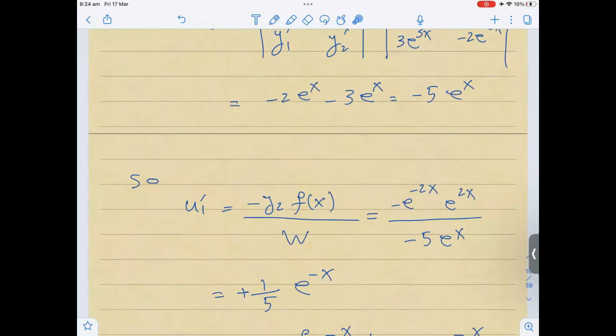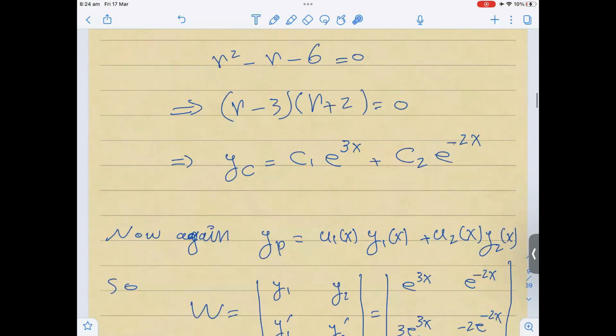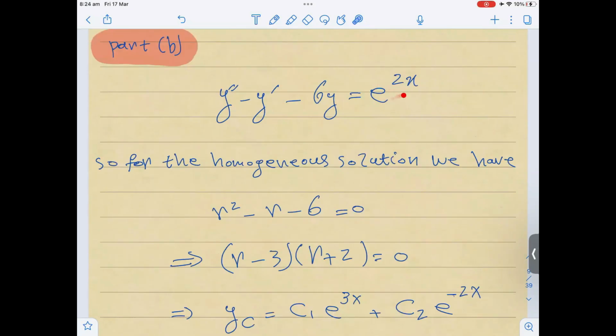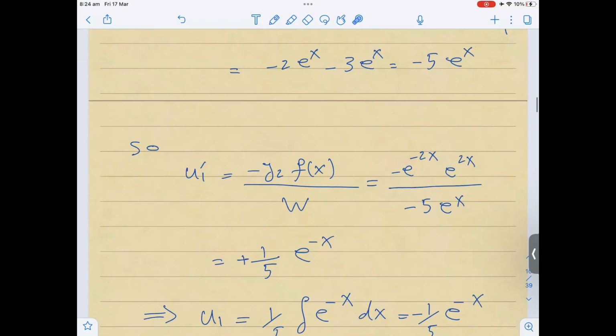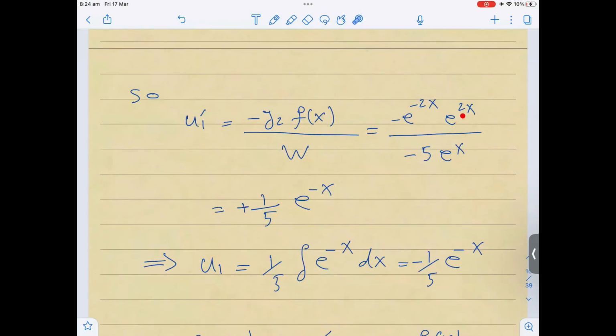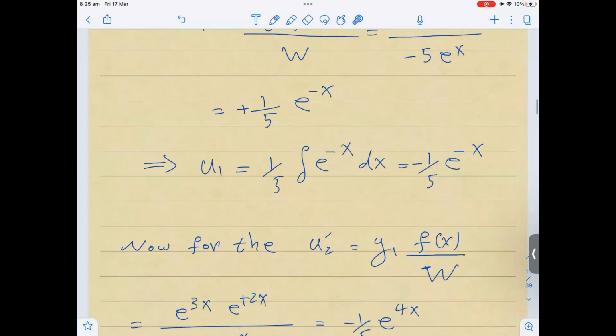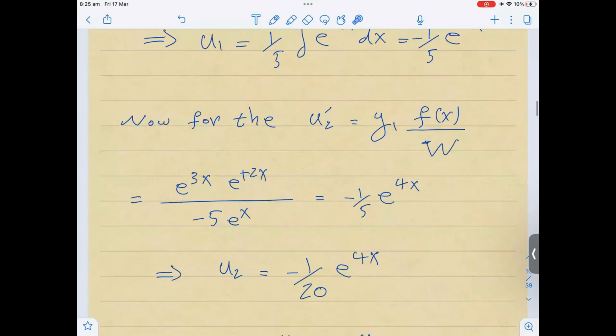So using those two formulas for finding u1 prime, u1 prime is this fraction, so subbing whatever I have, f of x, if you remember, e to the 2x, the right hand side, it's here. After simplification, I will have only this guy here. And u1 will be the integration of this guy, so it will be minus 1 over 5 e to the minus x. So u2 prime is just again substitution, y1 is e to the 3x, then I will have this one.